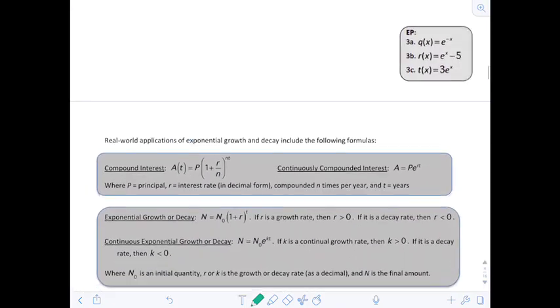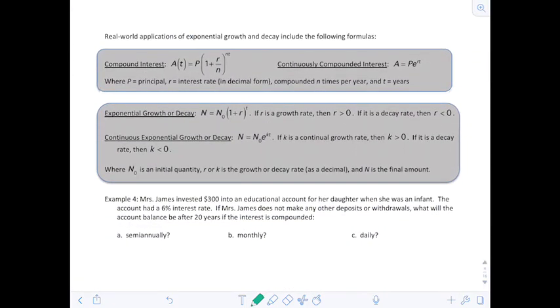Now we're going to do some application. These should be pretty familiar to you. You've done these before, maybe as early as middle school, not knowing that they were specifically exponential functions, but they were, and they fit really well into this section.